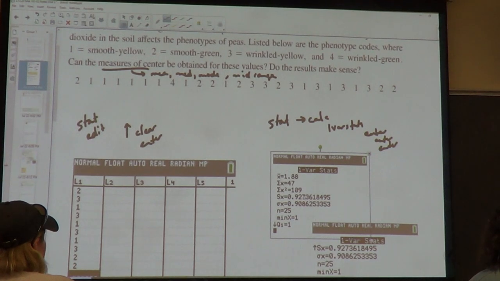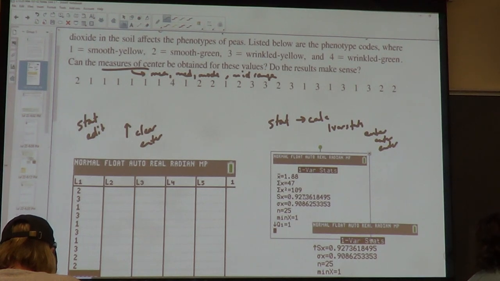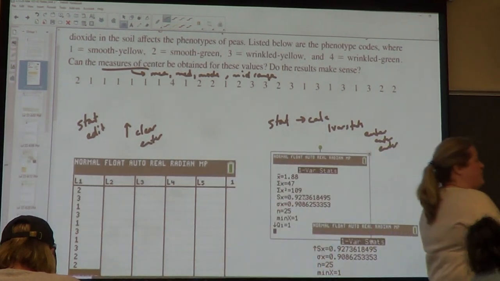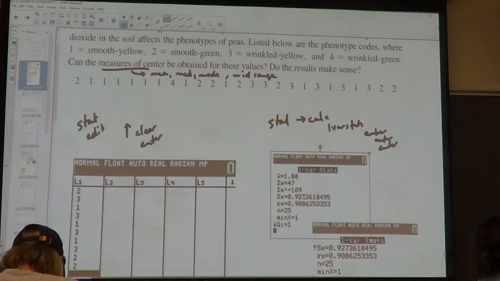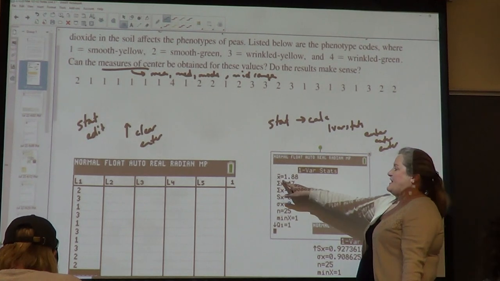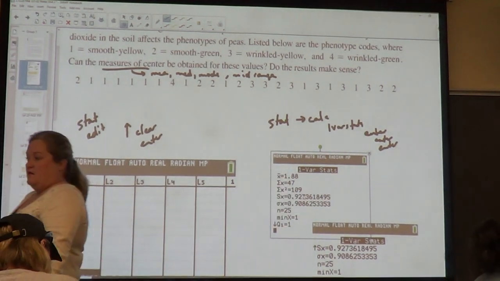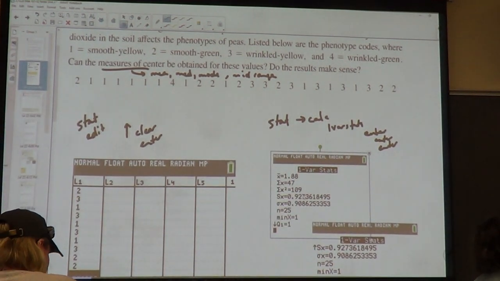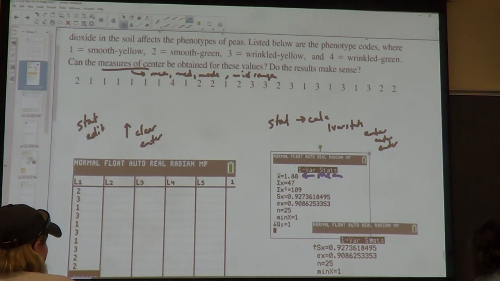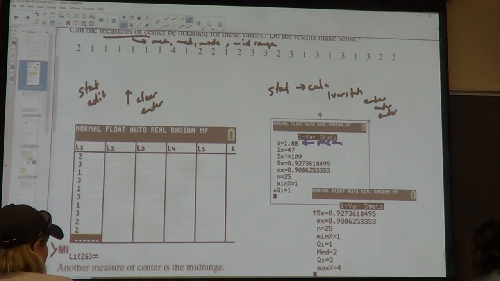Now, your first page of data, and then there's that arrow at the bottom that lets you know that there's another page of data. So you have to hit that down arrow to get to the second page of data. So far, the only thing that we know from this data is that the very first thing, X bar, is the mean. So X bar is your mean. And if we scroll down, your MED on the second page, that is your median.